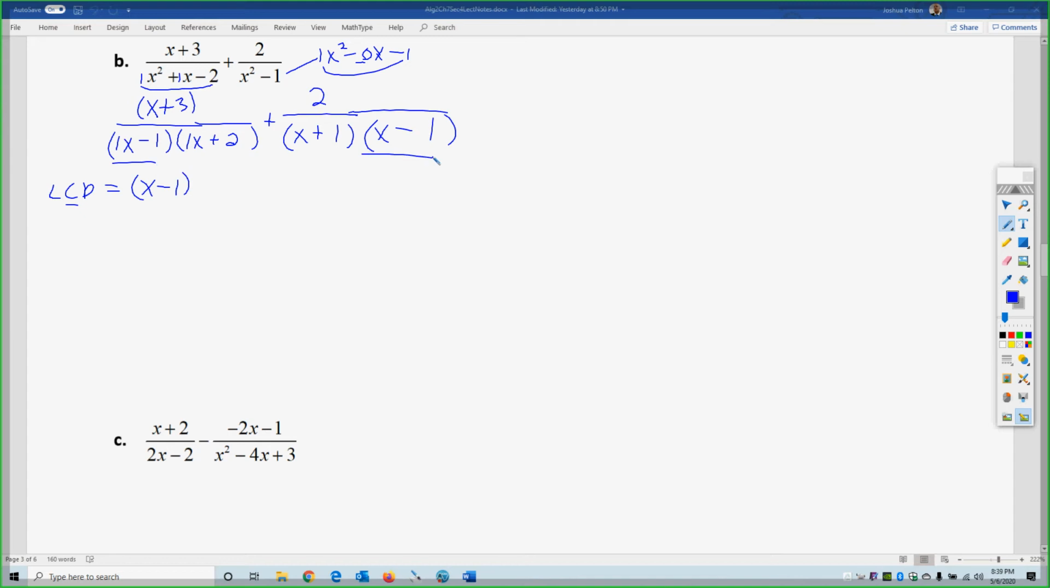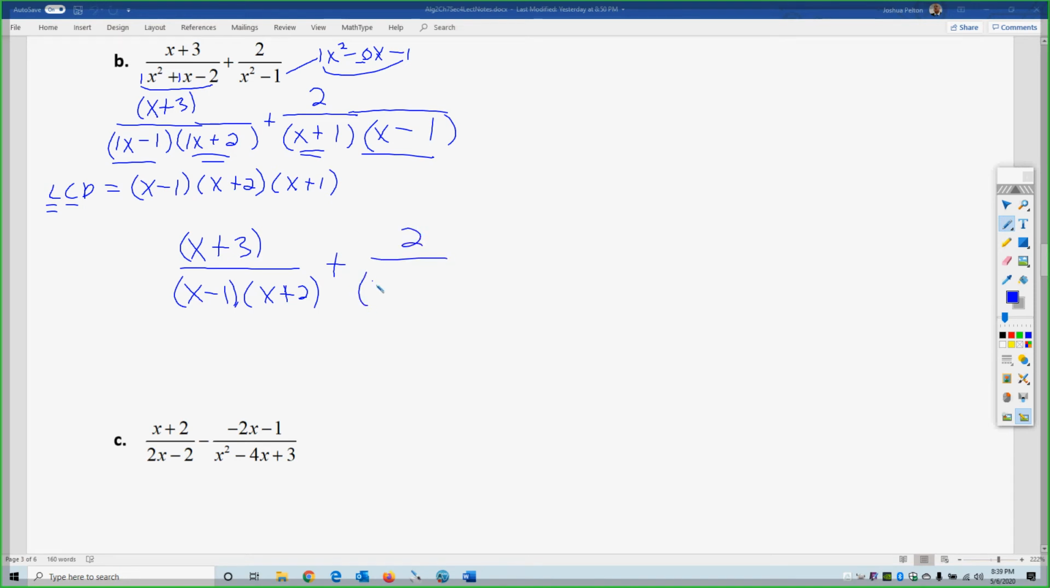Right? And what's left over? An x plus 2 and an x plus 1 is left over. Okay, so we have 3 binomial terms as the common denominator. Okay, so let's rewrite the problem here. x plus 3 over x minus 1, x plus 2, plus 2 over x plus 1, x minus 1.